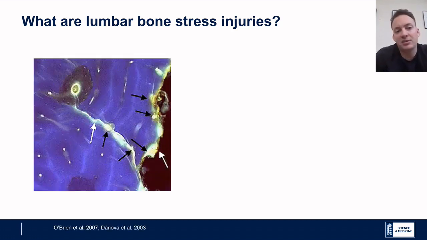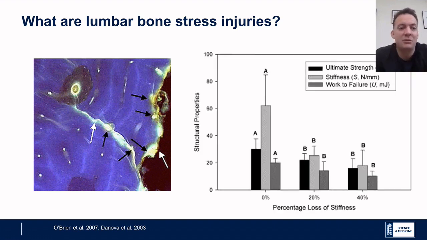This is what microdamage looks like. You see this white line here basically working its way through bone, and what microdamage does is it decreases the structural properties of bone. So it decreases the ultimate strength, the stiffness, and the amount of work under failure. Basically, microdamage makes bone more prone to injury.